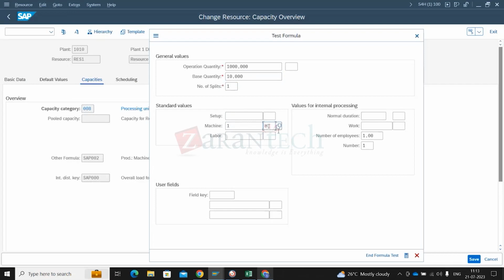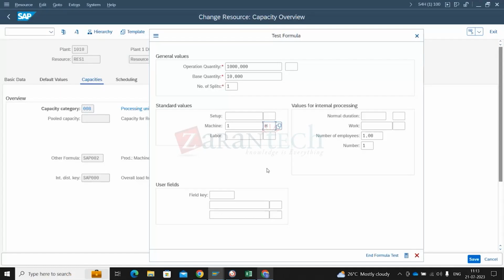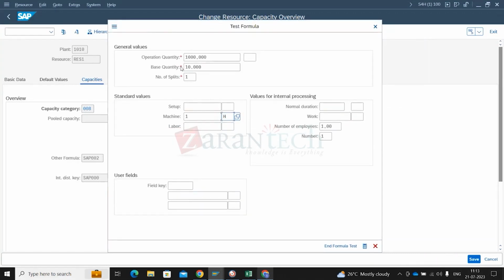Yeah, Anil, sorry to interrupt, but what is the base quantity and operation quantity? Yeah. So basically, for this resource, if you want to produce base quantity of 10,000, then you need 1 hour. So actually the standard value always refers to the time required for the base quantity.